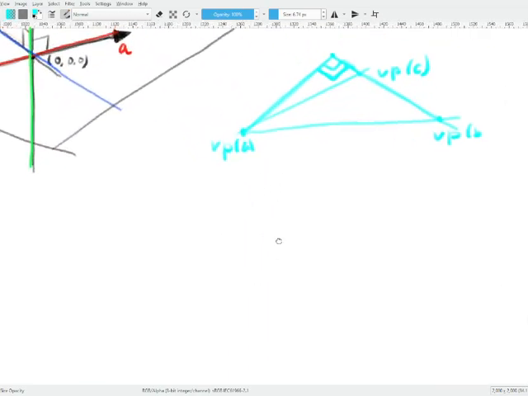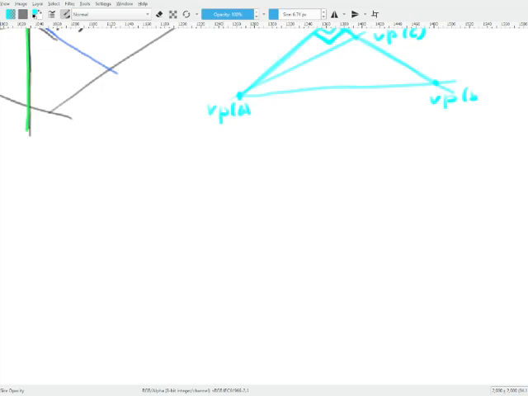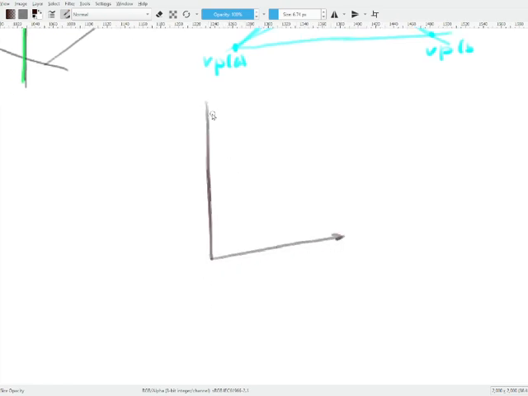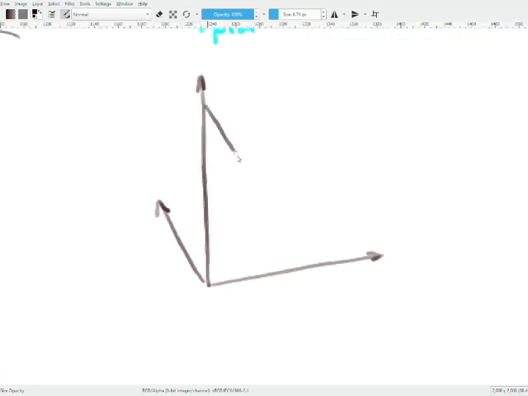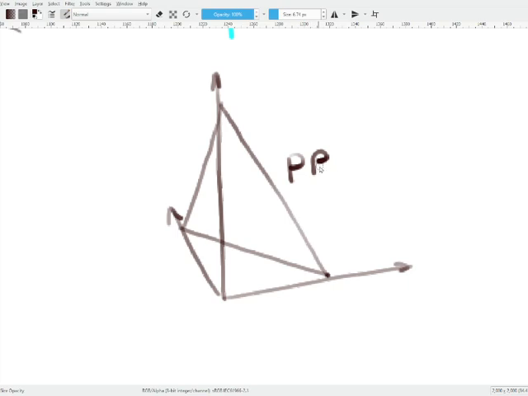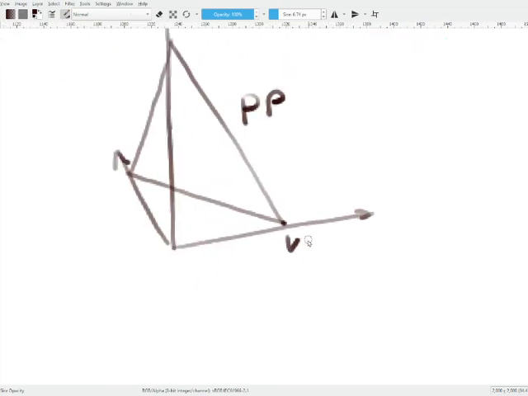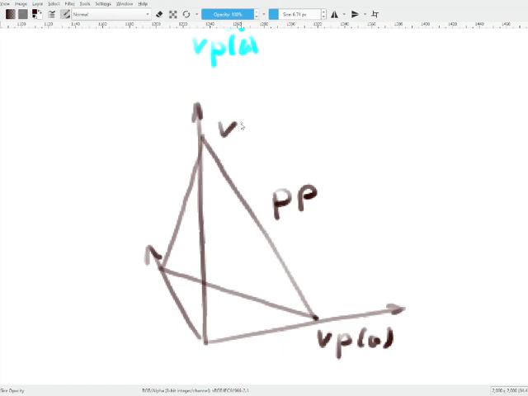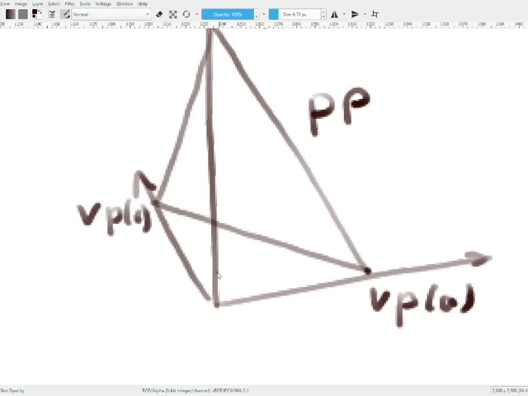If you want to make this picture a bit more clear, we could draw it like this. So there is our orthogonal basis again, and we just draw a triangle like this. So this triangle is our picture plane. This is vanishing point A, vanishing point B, vanishing point C. And all these angles are right angles. They are equal to 90 degrees.